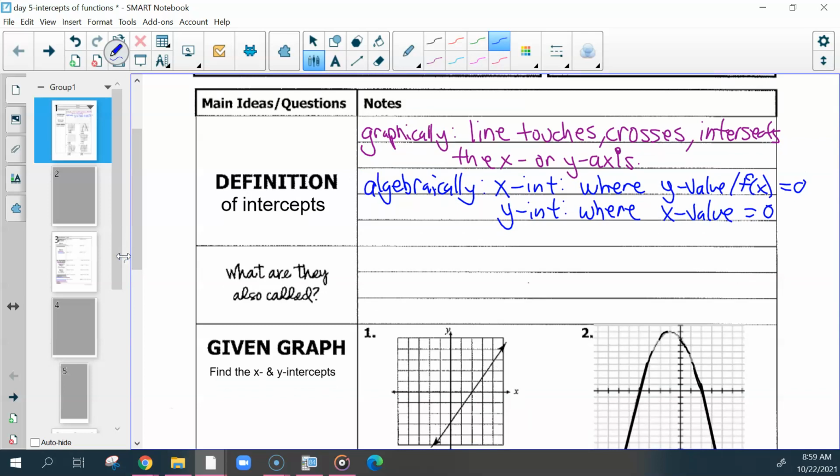X-intercepts have different names. So these names are interchangeable. They are also called solutions, roots, zeros, and then of course x-intercepts.